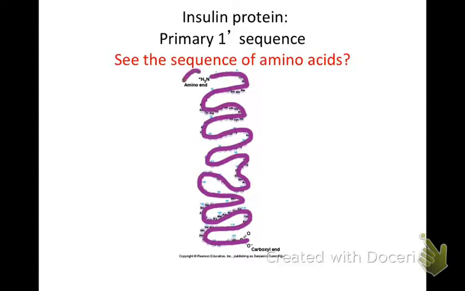So there's your amino acid. That's your amine end. Here's your carboxyl end. That means it's an amino acid. Please highlight that it's the sequence. And an example would be insulin.